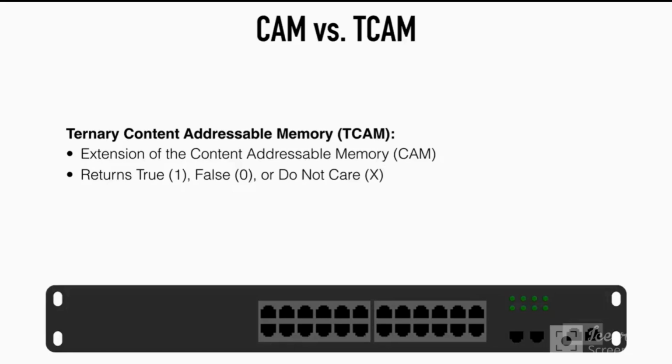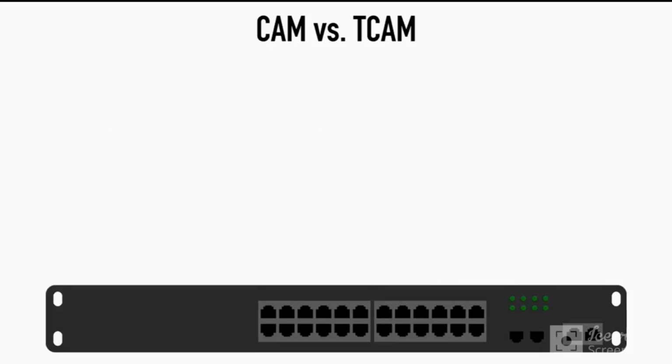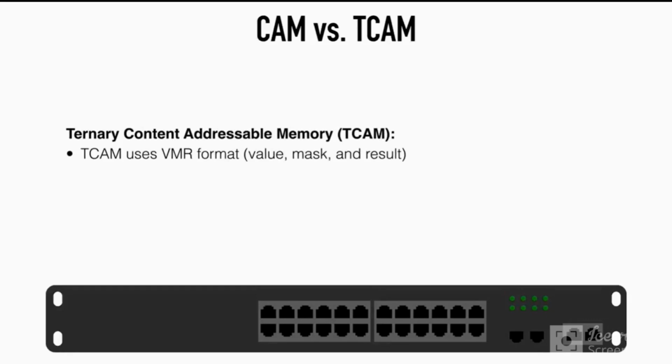X is the do not care value. These three values are where the table gets its name, as the term ternary is defined as a mathematical value based in 3. So instead of performing exact match searches, the TCAM can perform a broader search based on pattern matching and wildcards. The entries in the TCAM have a particular format referred to as VMR, value, mask, and result.